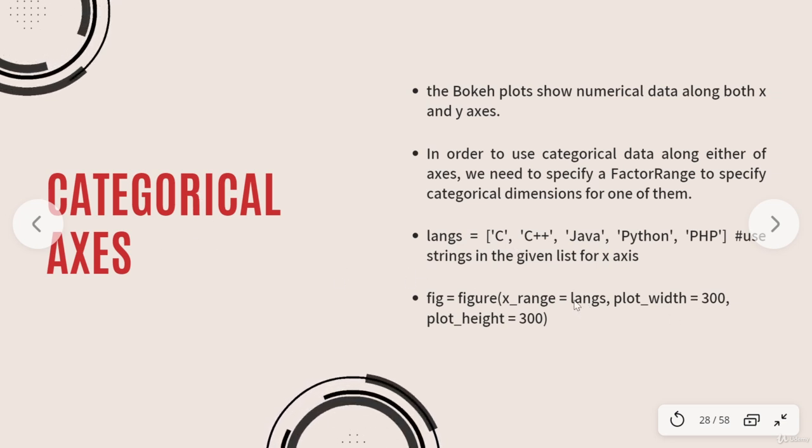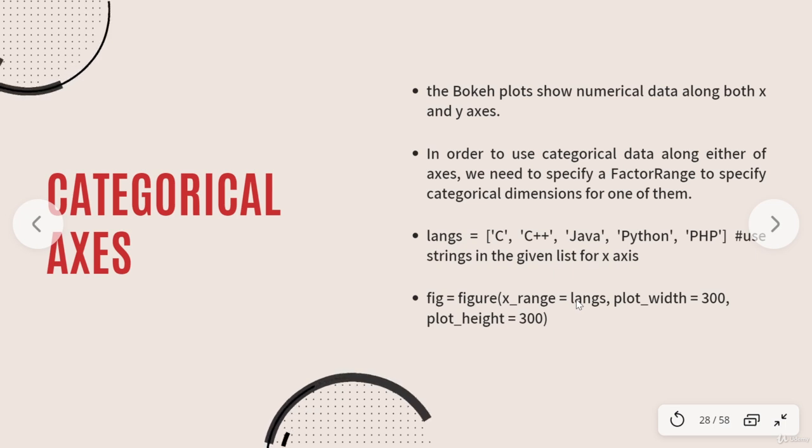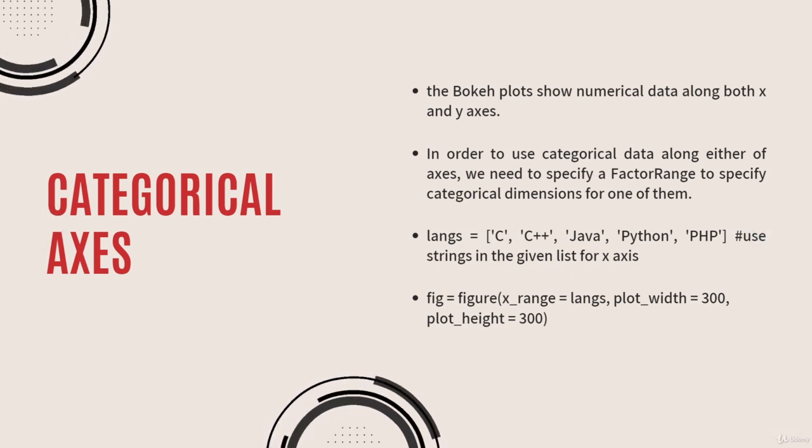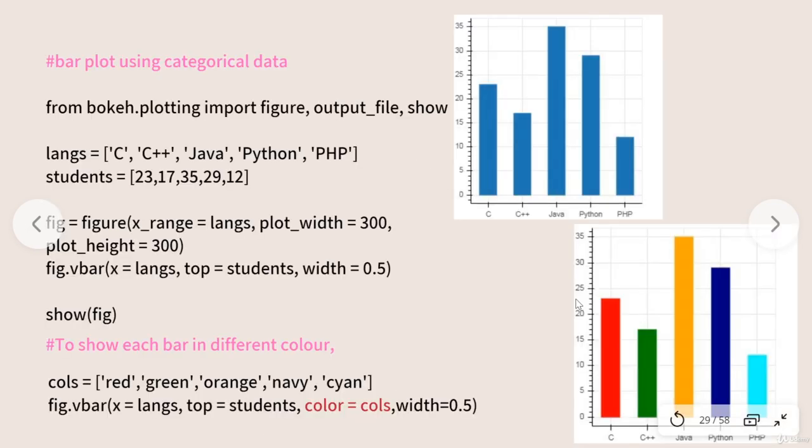Categorical axis means on the x-axis I want to introduce the categorical variables, not the numerical points. So for example, if this is the scenario, I want to plot a bar with the help of categorical data. This is my categorical variable. This is my numerical variable. On the x-axis, I want the categories to be placed. If I want categories to be placed on the x-axis, then I have to define x_range equal to length. This will tell my function that when you draw my figure, my x-axis should be as per my categorical variable, not my numerical variable.